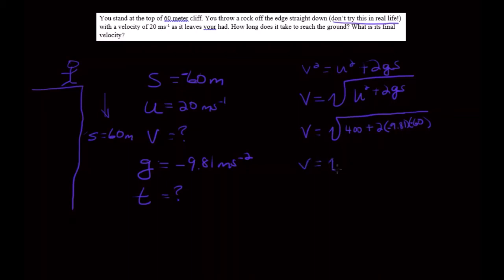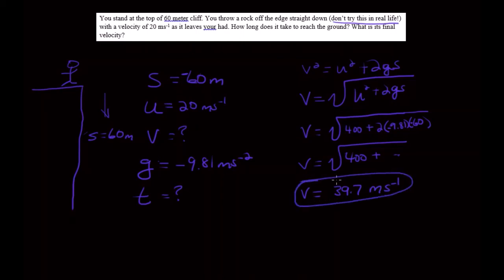So V equals the square root of 400 plus, working this out on my calculator, 2 times 9.81 times 60 plus 400. Take the square root of all of that. I'm sorry, I didn't write that out, but I took the square root of all of that, and I get 39.7 meters per second.